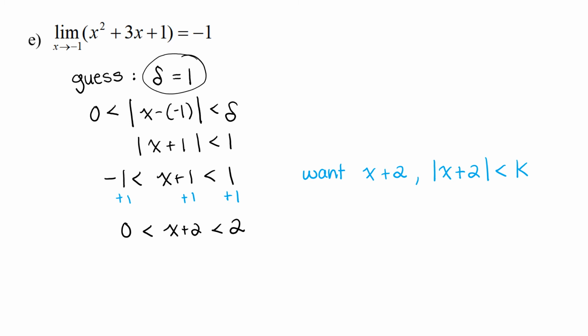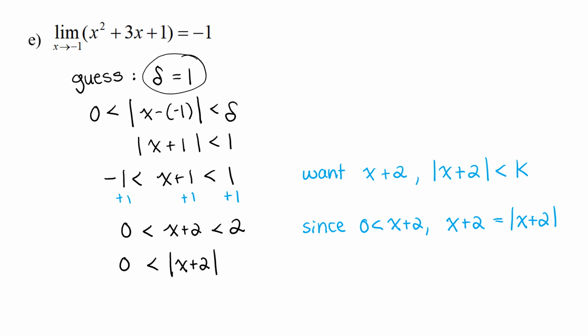And since x plus 2 is positive, so let me make that blue again. So since we have this positive x plus 2, that means that x plus 2 is equal to the absolute value of x plus 2. So we have 0 is less than the absolute value of x plus 2 is less than 2. So a good guess for k, or a good choice for k rather, is 2. So we will choose k is equal to 2.